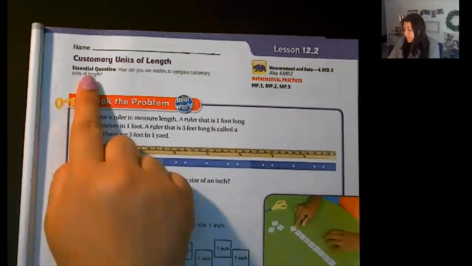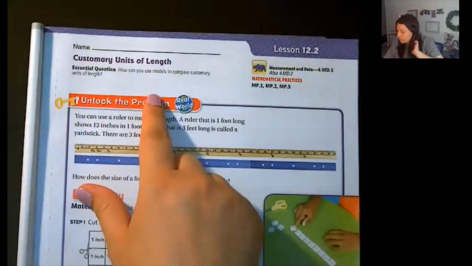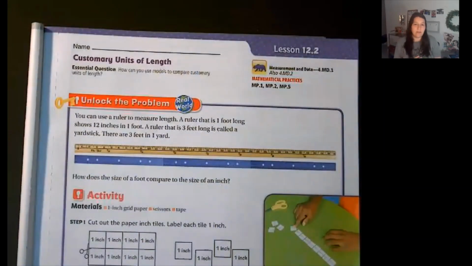So today we're going to be looking at customary units of length. So we're going to be focusing on length, and we're going to look at how we can use models to compare customary units of length. So remember, the four customary units of length are an inch, a foot, a yard, and then a mile. For this lesson, we're not going to be using the mile. We're just going to be using inches, feet, and yards. Okay, and we're going to be using them to compare to each other and dive in more into how many inches make up a foot, how many feet make up a yard, and so on and so forth. Okay, so let's get started.